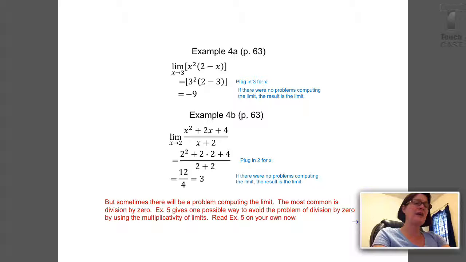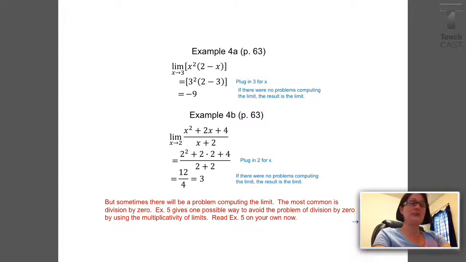So check out the next example. I want the limit as x approaches 2 of x squared plus 2x plus 4 over x plus 2. I can try replacing all those x's by 2. If I'm able to evaluate, here you can see I get 12 over 4, which equals 3. There was no problem, and the limit is 3.